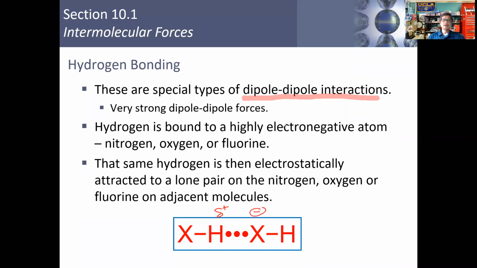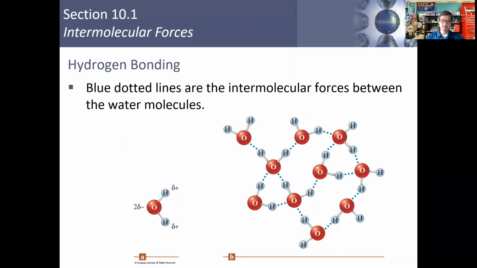So what hydrogen bonding needs is a hydrogen atom, obviously. It also needs a lone pair of electrons on a neighboring molecule, and that hydrogen has to be attached to a highly electronegative atom. So let's take a look at an example of a hydrogen bond that can occur. Let's go ahead and take a look at water here.